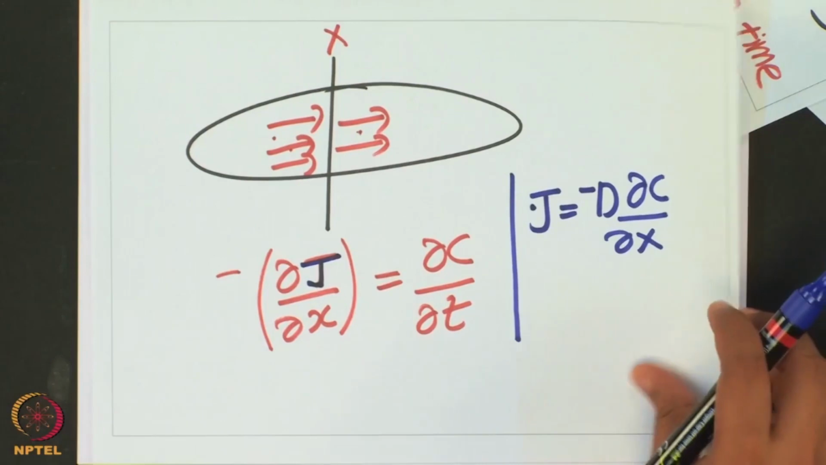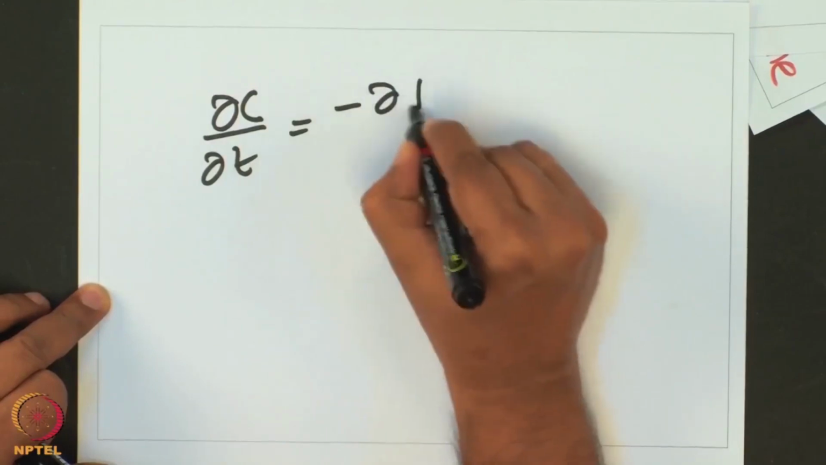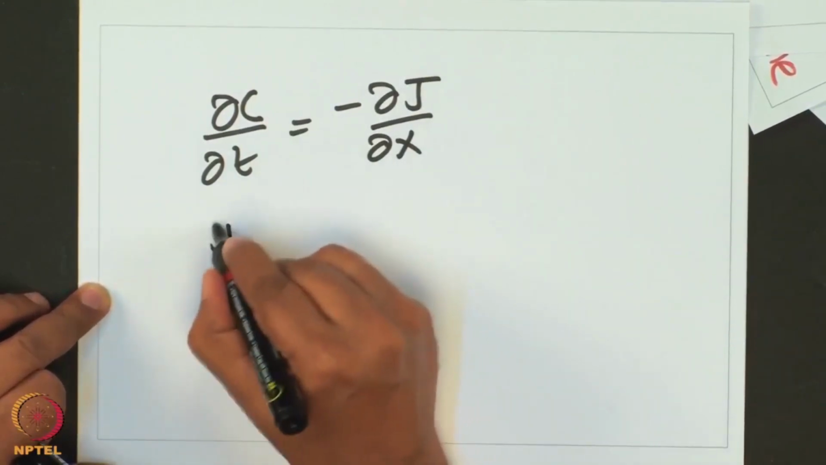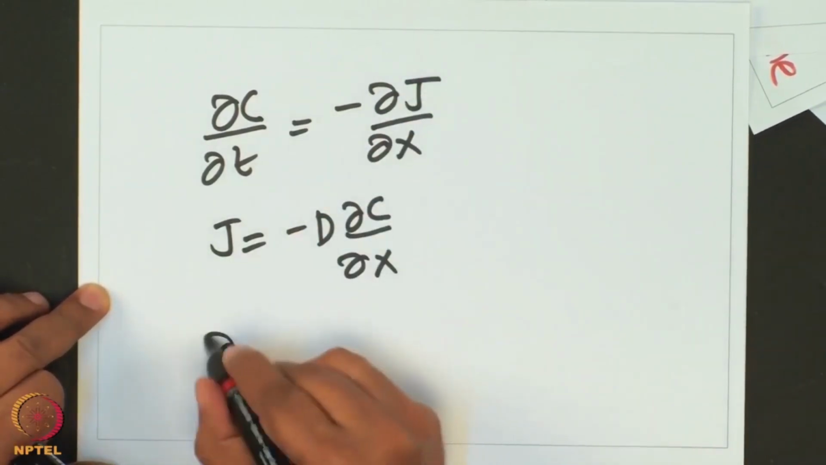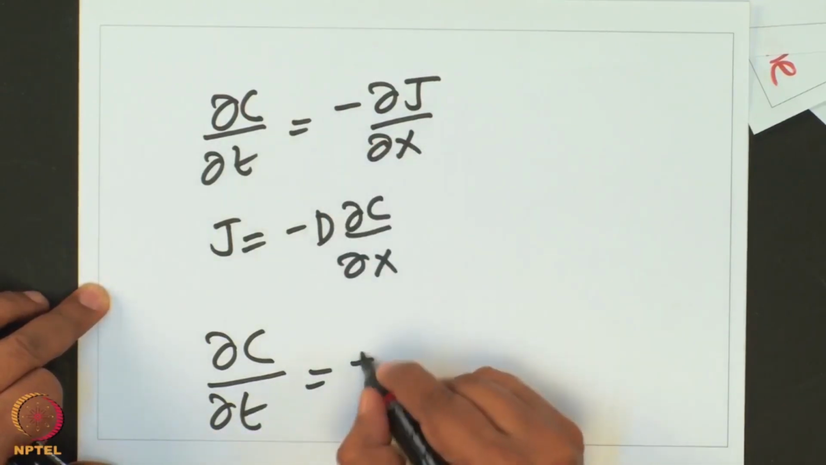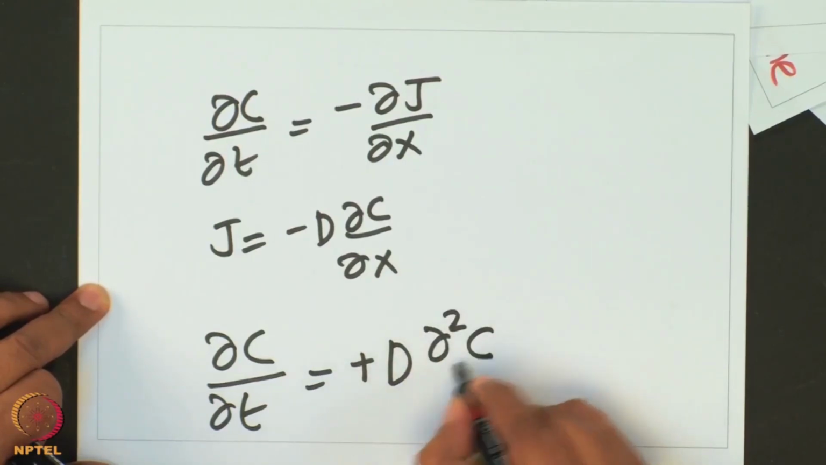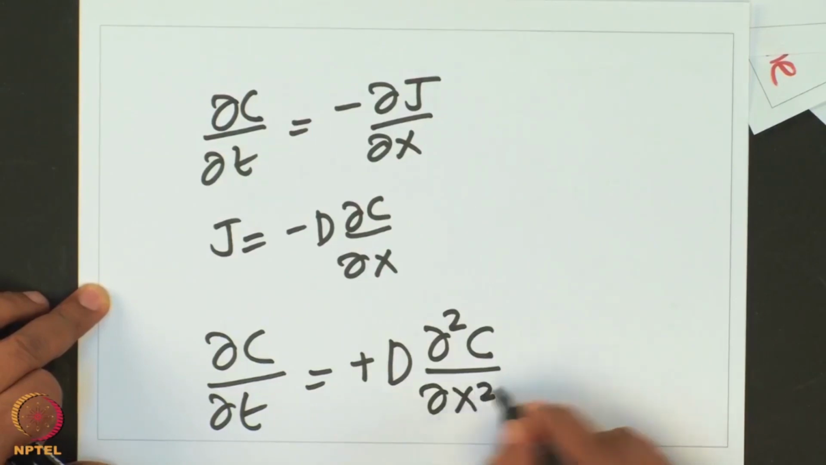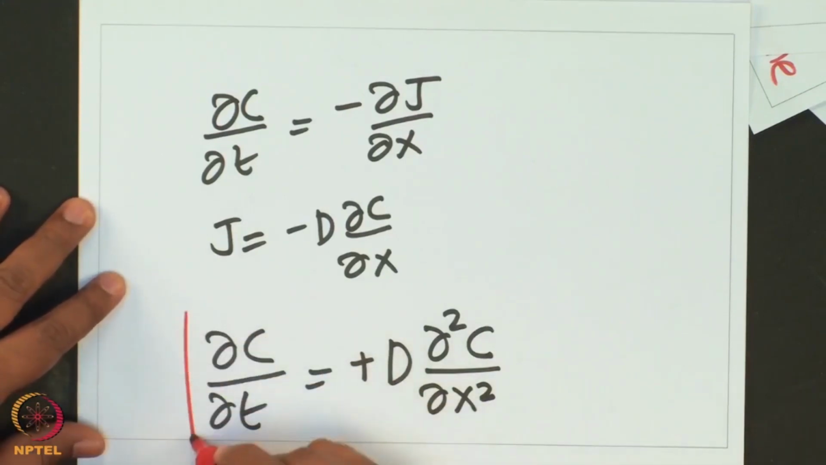So, let us substitute this, and if I substitute, what do I get? I will get that del C by del T is equal to minus del J by del X. J is equal to minus D del C by del X. I substitute this J here, I will get del C by del T is equal to minus D, and there is a minus, so it will become plus del square C by del X square. So, this is the equation we will get, and this is another form of diffusion equation.